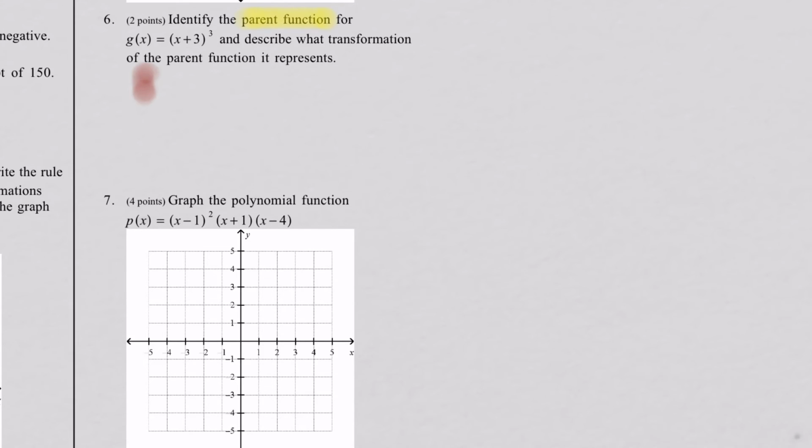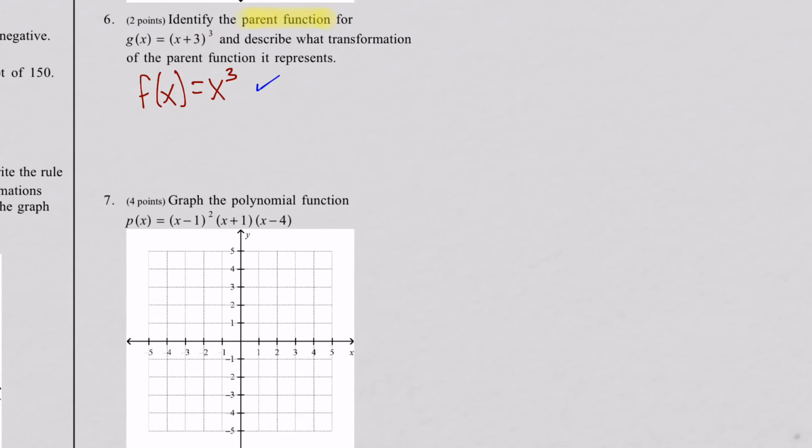It's f of x. Oops, let's fix that. Wrong one. f of x equals x cubed. That's it. That's the parent function. Then it said, describe what transformation of the parent function it represents. So first, tell me what the parent function is, and then give me a description of what happened to the parent function to make it this one.